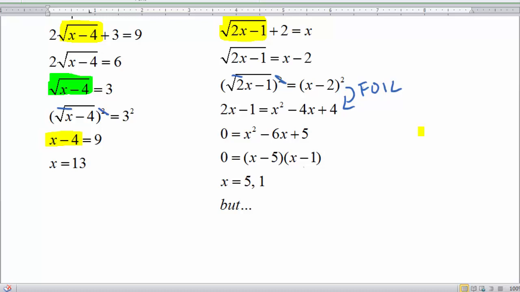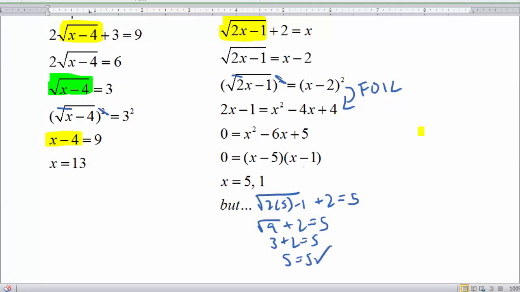What happens here is this. Let's do a check. If you do a check and you say, all right, the square root of 2 times 5 minus 1, plus 2, does that equal 5? Well, this is the square root of 9 plus 2 equals 5. So this is 3 plus 2 equals 5. So it's 5 equals 5. So that one checks. So 5 is good. 5 works.